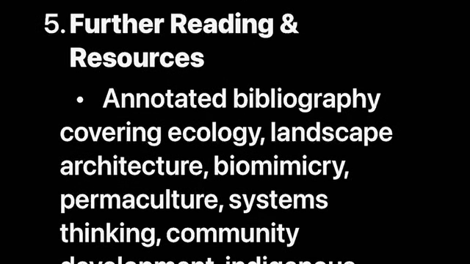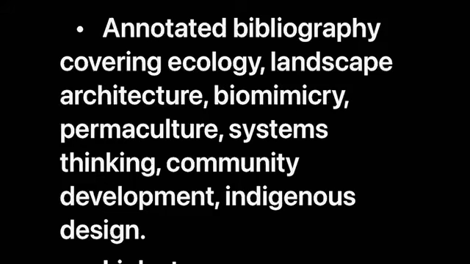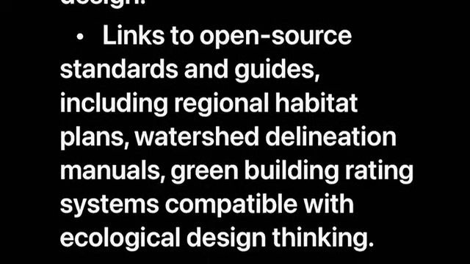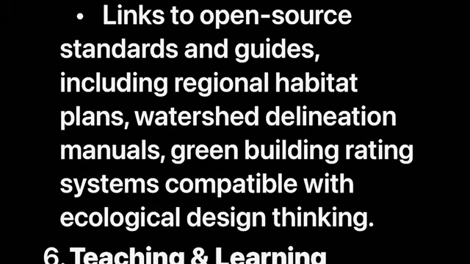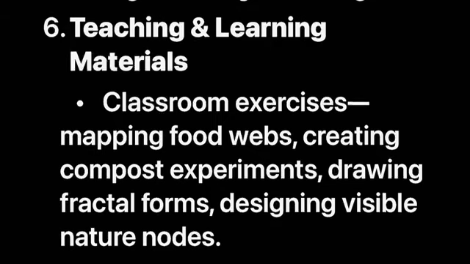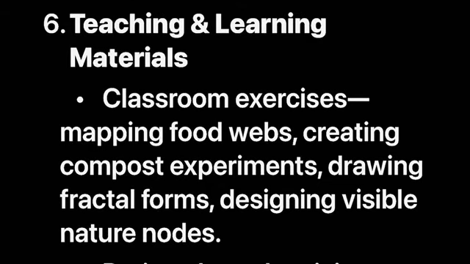5. Further reading and resources. Annotated bibliography covering ecology, landscape architecture, biomimicry, permaculture, systems thinking, community development, indigenous design. Links to open source standards and guides, including regional habitat plans, watershed delineation manuals, green building rating systems compatible with ecological design thinking.